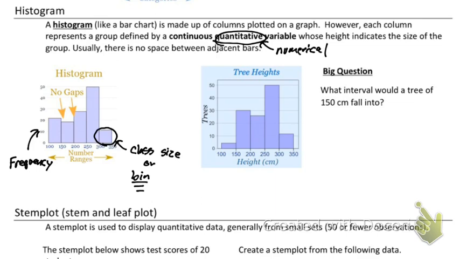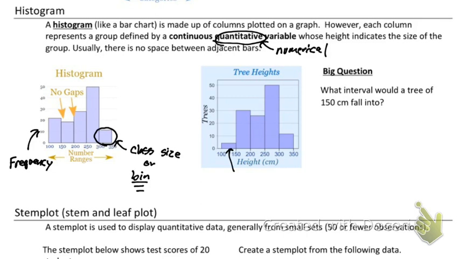EJ? No, I don't know. I'd probably say the right one. The right one. So if I'm facing you, you would say this one? Yep. You'd be correct. Good job. You would be correct, because this bin is actually 100 to 150, not including 150.